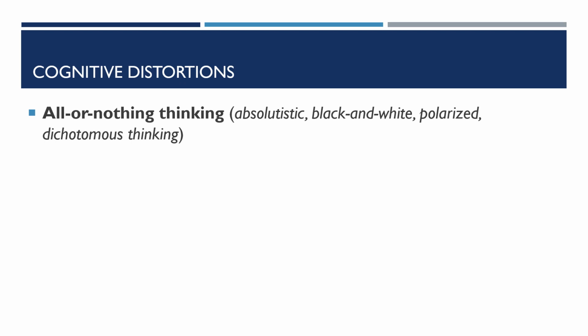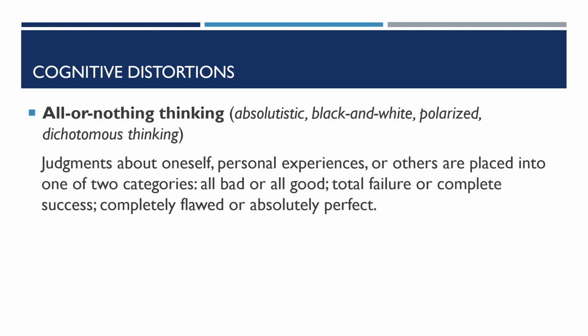First of all, all or nothing thinking. You've heard the terms black and white mentality, polarized, absolutistic, dichotomous thinking. These all refer to the same thing. It's a judgment about oneself, personal experience, or others that is placed into one of two categories. So everything is all bad or all good. Either it's complete failure or complete success, completely flawed or absolutely perfect.